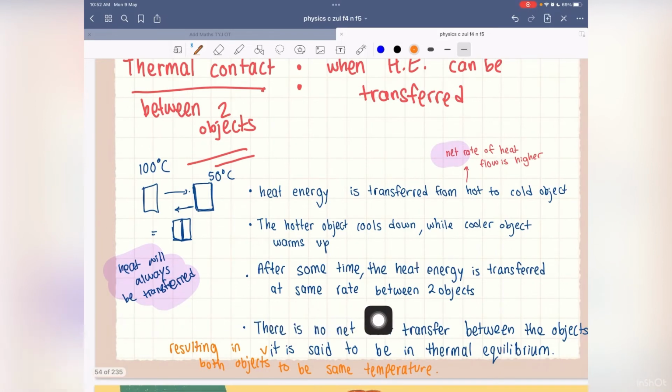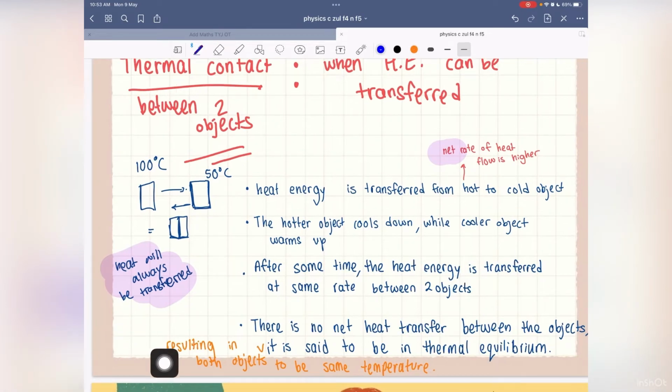So after some time, the heat energy is transferred at the same rate between the two objects. So what happens is after a while, there will be no net heat transfer or net rate of heat transfer between the objects. So after that, it results in both objects being at the same temperature. And when both objects are at the same temperature, it is said to be in thermal equilibrium. So that is basically what thermal equilibrium means.